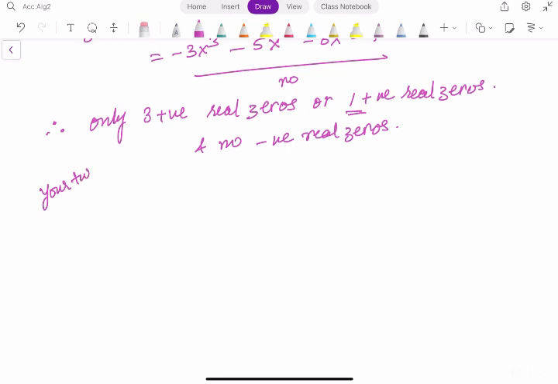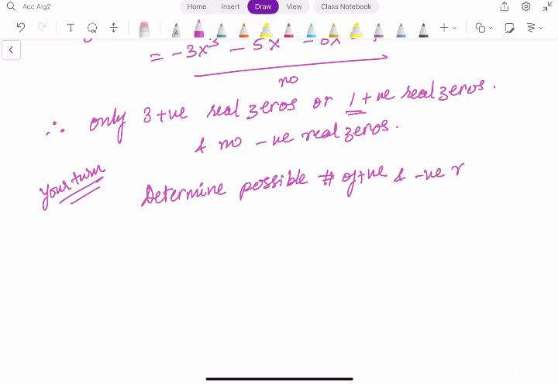Try one question on your own, and then we will move to upper and lower bound. Write this question down and give it a try. Find the positive and negative real zeros.